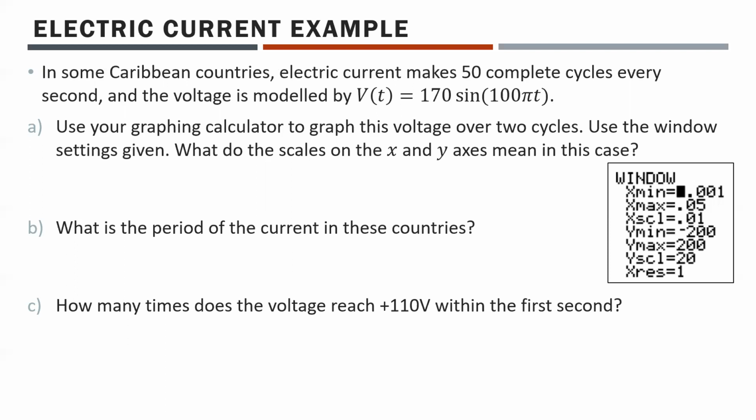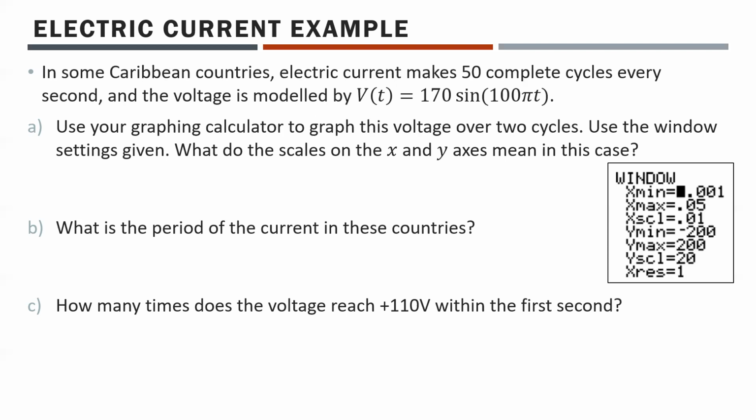Use your graphing calculator to graph this voltage over 2 cycles. Use the window settings given, that's in the box there on the side. What do the scales on the x and y axes mean in this case? And then the other two questions: what is the period of the current in these countries? And part C, how many times does the voltage reach positive 110 volts within the first second? If you could pause the video here and give those 3 questions a try, that would be great, and I'll go over it in a second.